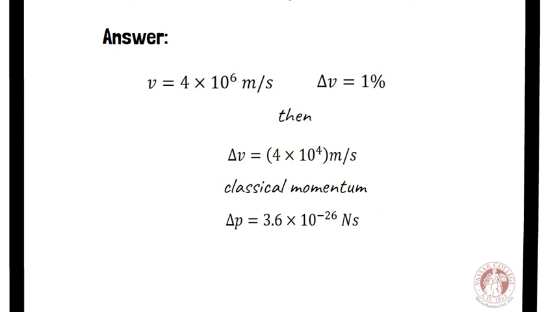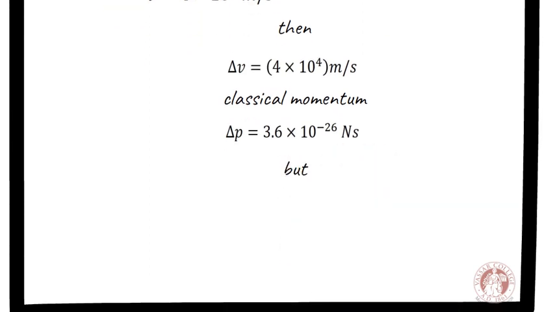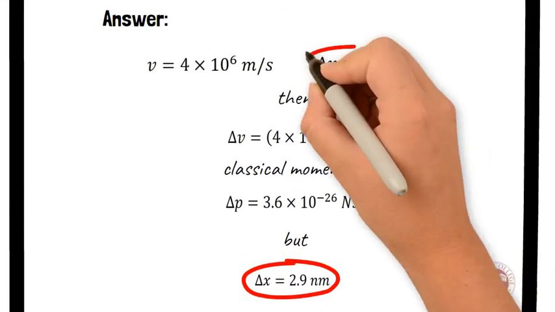Using the Heisenberg uncertainty principle, we see that the uncertainty in the position can be calculated as follows. Finally, the uncertainty is simply this. We can see how the uncertainty in the position of the electron is very big, if we compare it with the size of an atom. This is due to the large uncertainty at which the speed of the electron was measured.